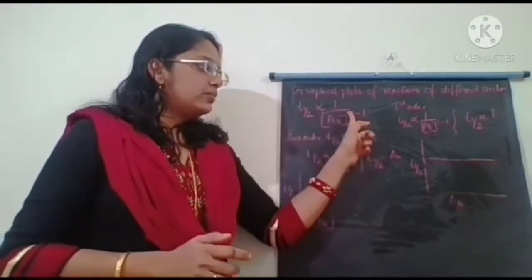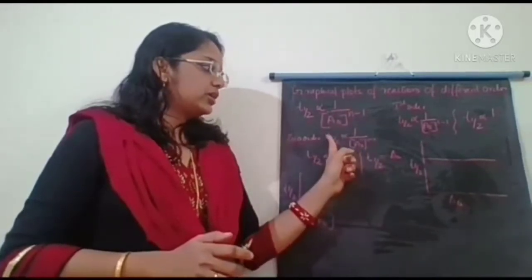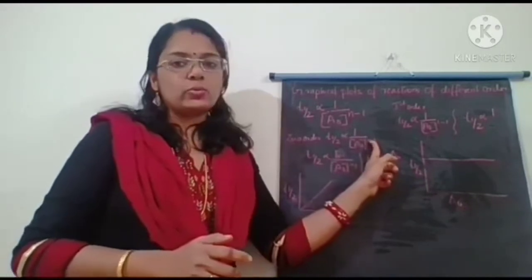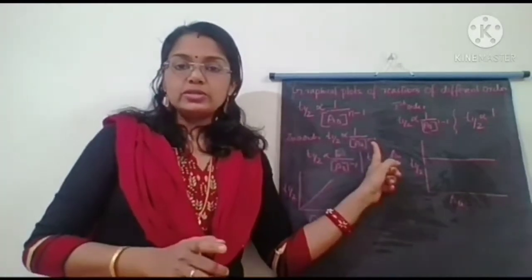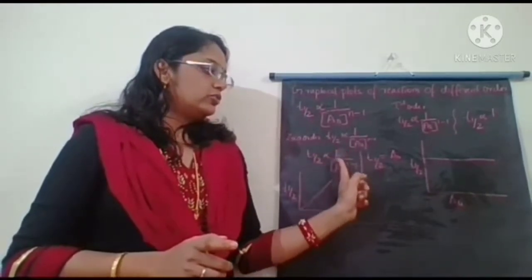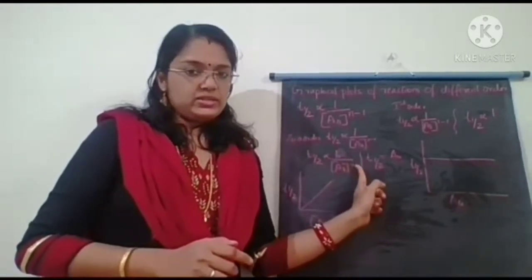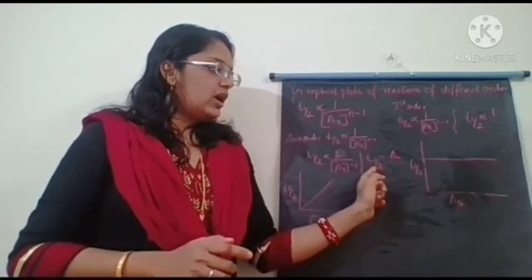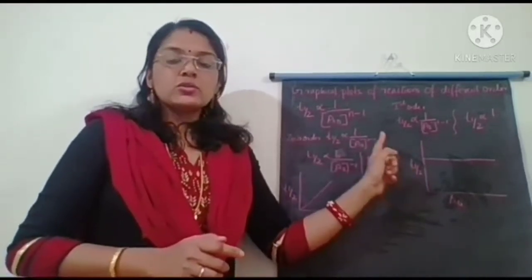So for a zero order reaction, n becomes 0. So T-half is directly proportional to 1 by A0 raised to 0 minus 1. 0 minus 1 is equal to minus 1. So T-half becomes directly proportional to 1 by A0 raised to minus 1. A0 raised to minus 1 means it will come up, therefore T-half is proportional to A0.